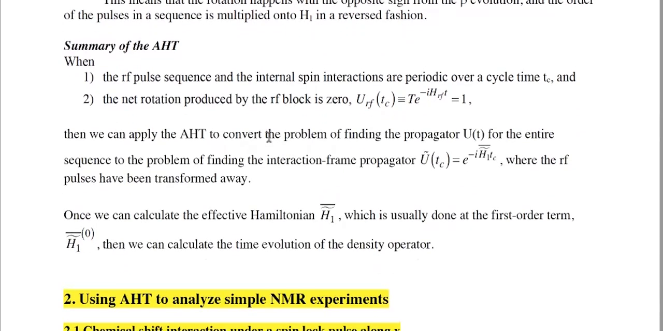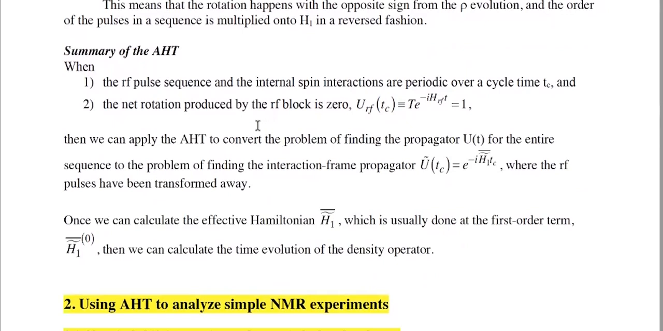Just to give a summary of this average Hamiltonian theory without the mathematics, basically when you have RF pulse sequences and internal spin interactions that are periodic over a cycle time, your RF pulse sequences have to be cyclic, and the net rotation produced by the RF block is 0, then applying the average Hamiltonian theory is really convenient. It converts the problem of finding the propagator U for the whole thing, which is very complex, because you have to think about RF pulses and local fields, into finding just the local fields average term in the interaction frame of the RF pulses. So the effect of the RF pulses is transformed away.